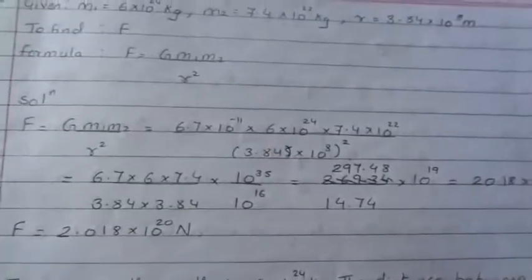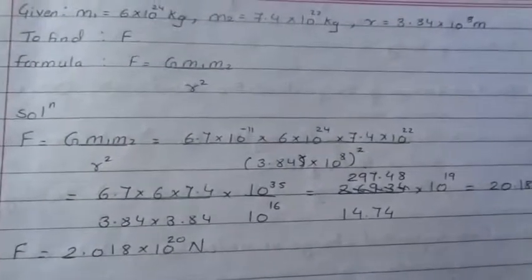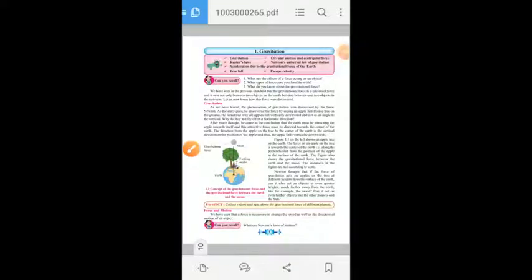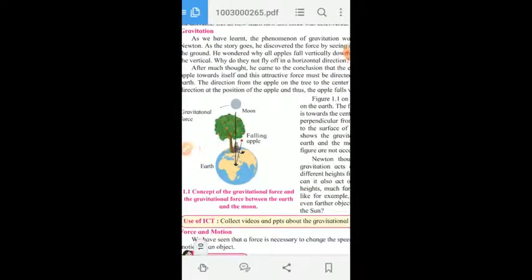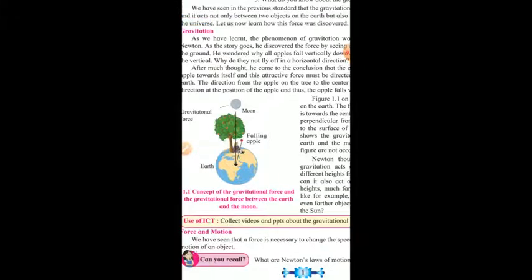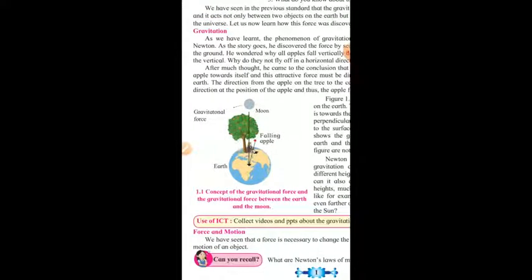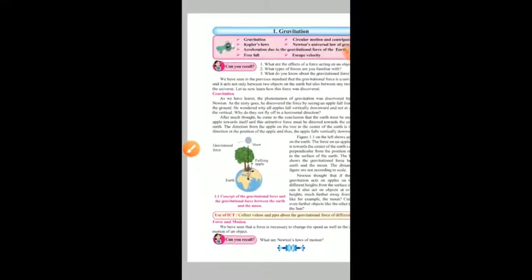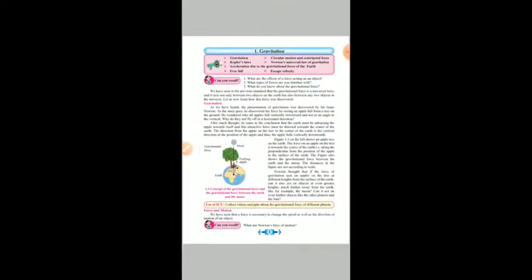Okay, so these are the two more examples that we have solved today. We have finished with the gravitation chapter, and in this chapter we first started with gravitation. What do you mean by gravitation? The force which pulls an object towards the center is called gravitation. That's why you can see the apple on the tree falling down towards the center of the Earth. This was discovered by Newton.